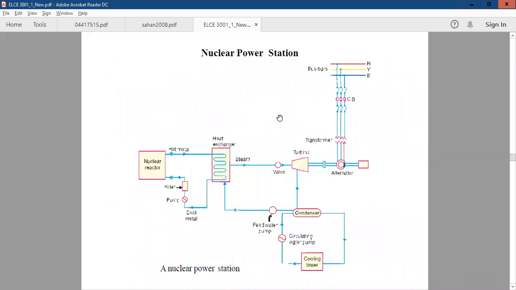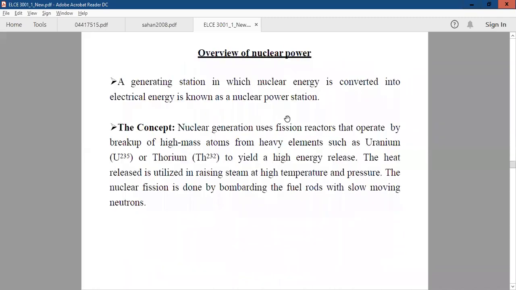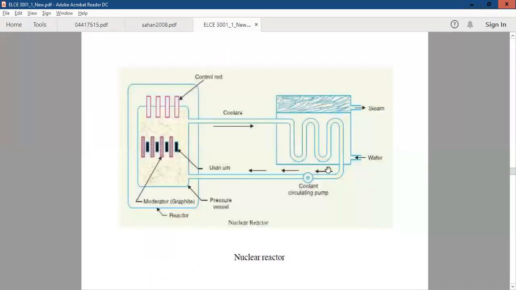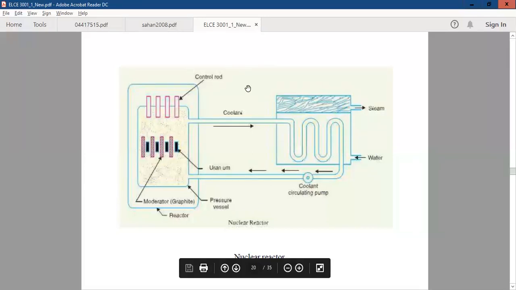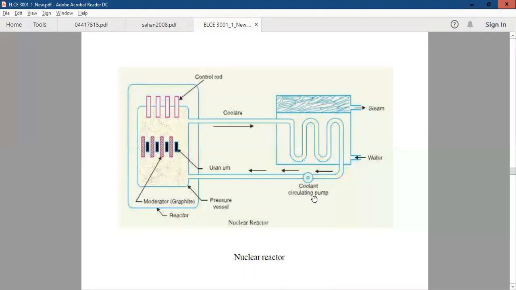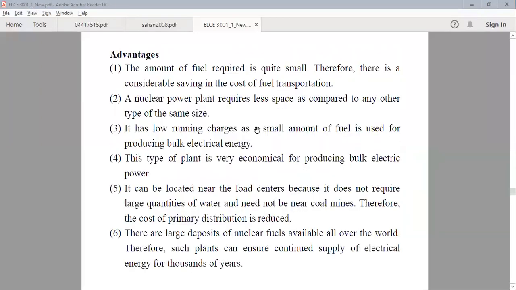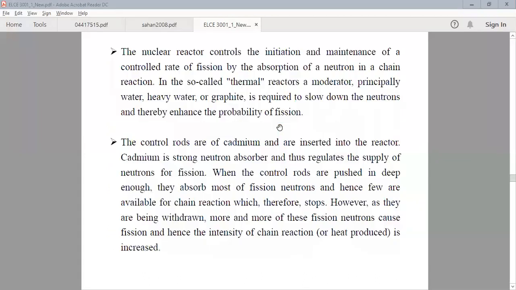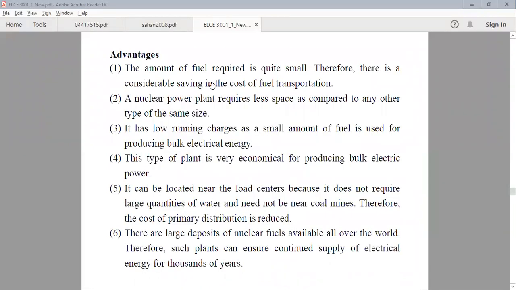Here, the other type of power station is a nuclear power station. You have to know and understand the reactor. Okay. You have to understand this reactor. You have to understand and know how to draw the reactor and what are the components of the reactor. Advantage of the nuclear power station: fuel is small.